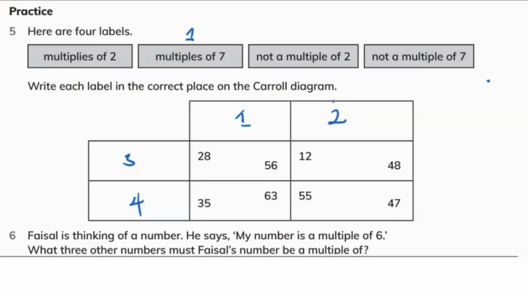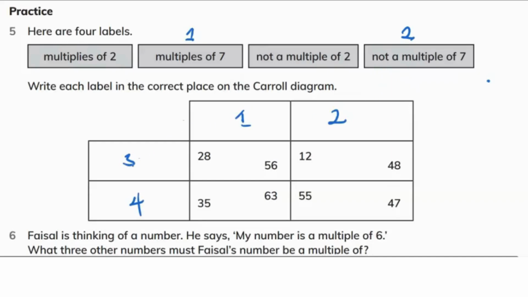But I need a common label for this set of numbers. And so let's see. Already we have multiples of 7 for label 1, so let's cancel that out. This cannot be multiples of 2, right? And also this, let me see, not multiples of 7, right? So 12 is not a multiple of 7. 48 is not a multiple of 7. 55 is also not a multiple of 7. 47 is not a multiple of 7. So my label 2 can rightly be not a multiple of 7.